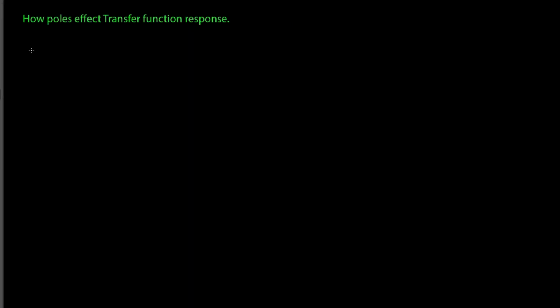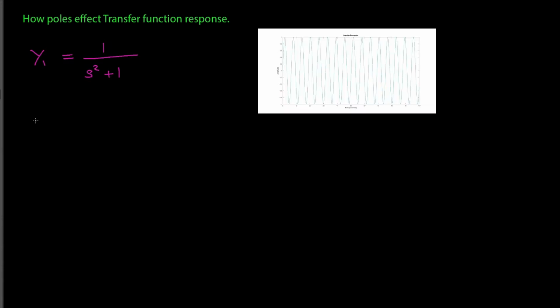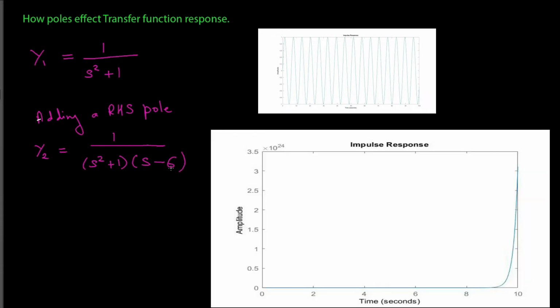Now to understand how a pole affects a transfer function response, let's take an exemplary transfer function, 1 upon s square plus 1. When we plot the response of this transfer function, we can see that it is a sinusoidal response with amplitude from 1 to -1. Now we will add a right hand side pole, s minus 6, to this transfer function and plot the response. On plotting, we can see that the response reaches a very high magnitude in a very short period of time. Thus, adding a right hand side pole to a transfer function makes the system unstable.